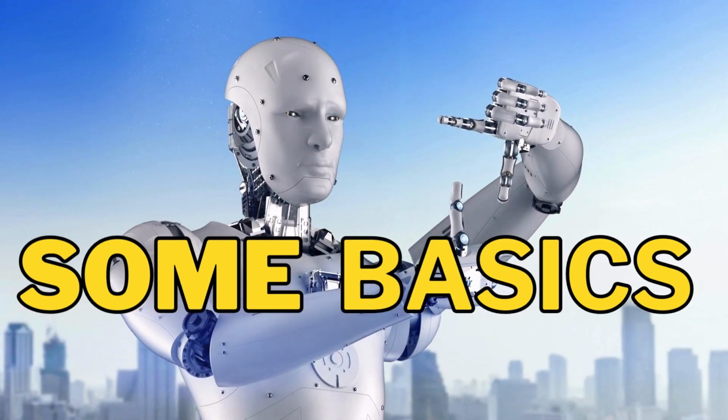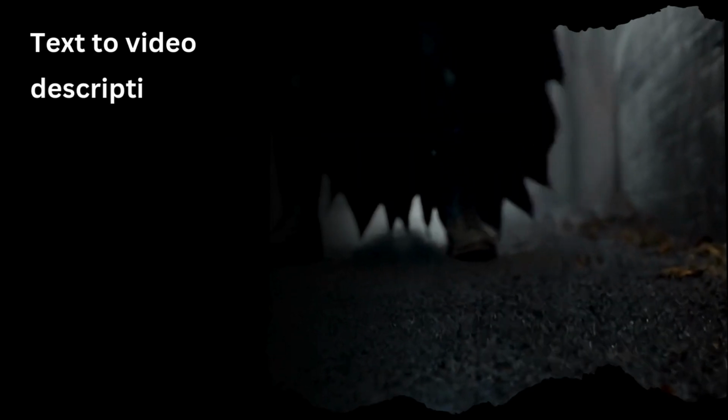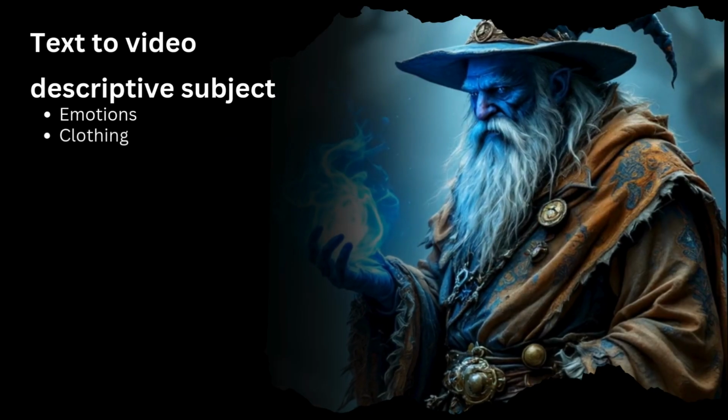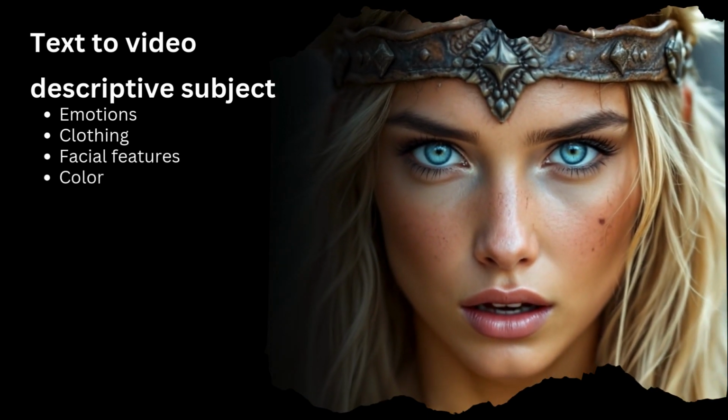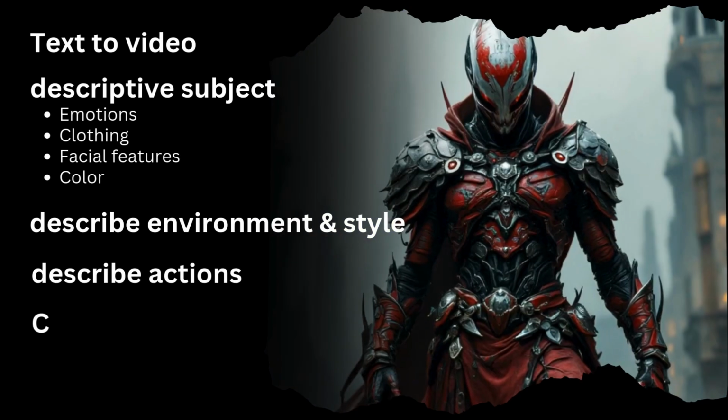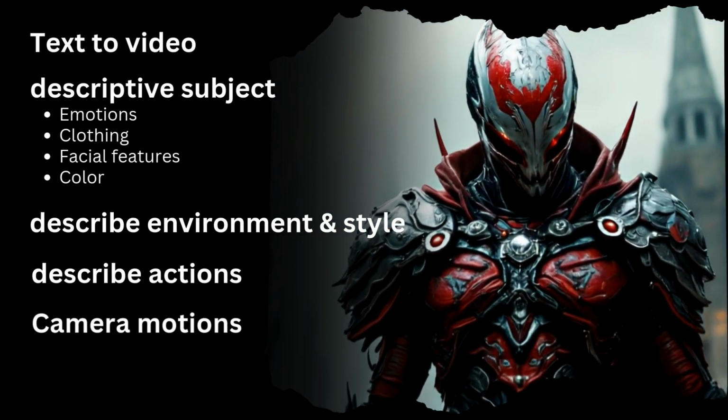Before we dive in, pay attention to these basics. For text to video, describe your subject's appearance in detail, which includes emotions, clothing, facial features, and colors. Describe the environment and style. Describe actions. Then describe camera motions to get the cinematic videos.